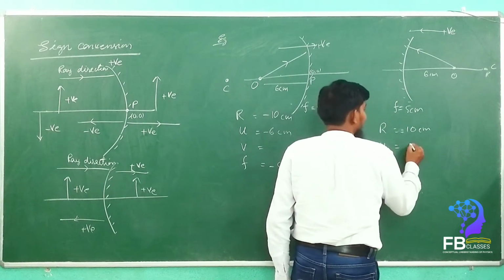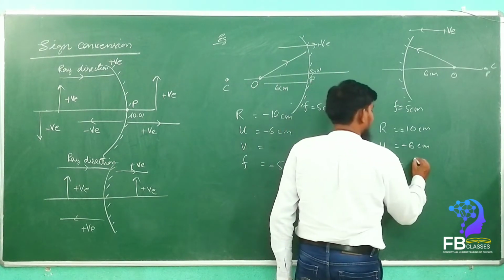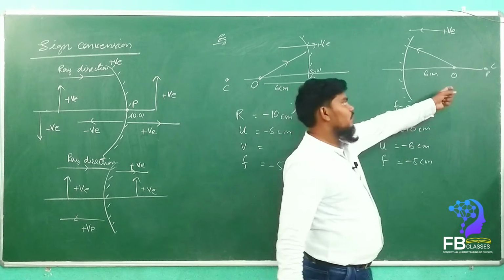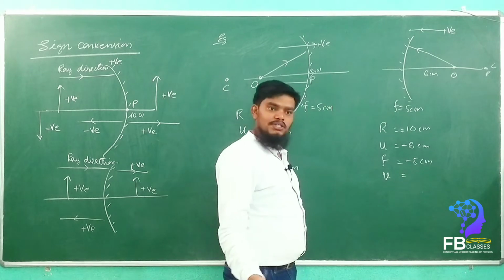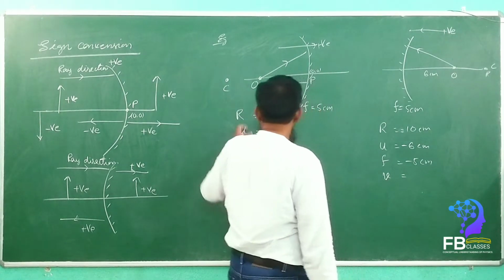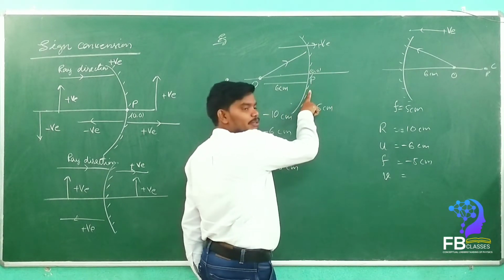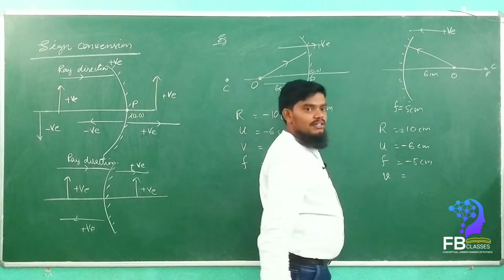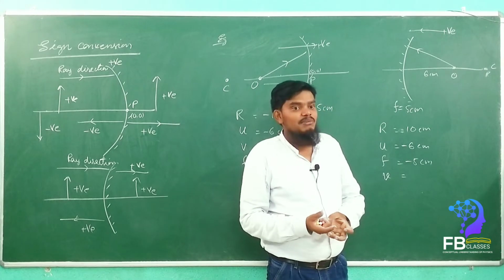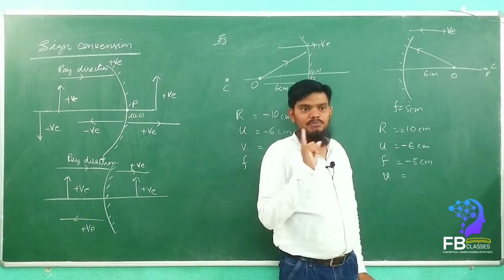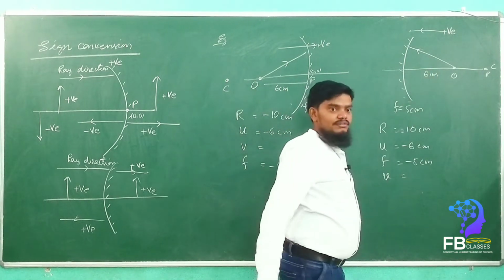Then U is equal to how much? 6 centimeters, that is a minus value. Very good. F is equal to 5 centimeters, that is also a minus value. In the same manner, the V value can be found with the formula. Some students may plot the concave mirror like this, and some others may plot it like that. However they plot it, it doesn't matter, because the sign conventions will come the same for both, since they depend on the useful ray direction.